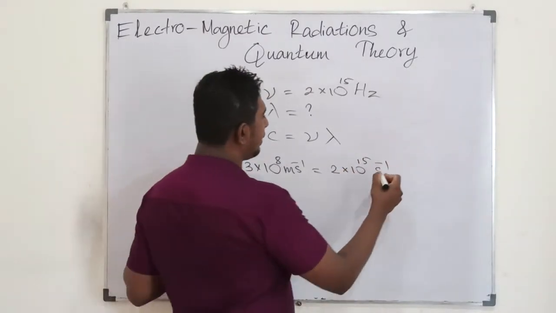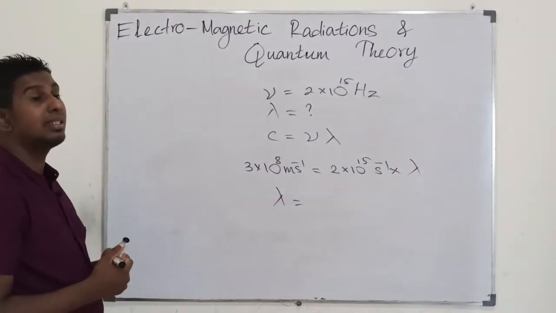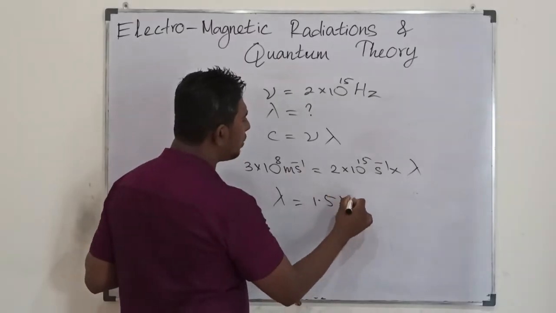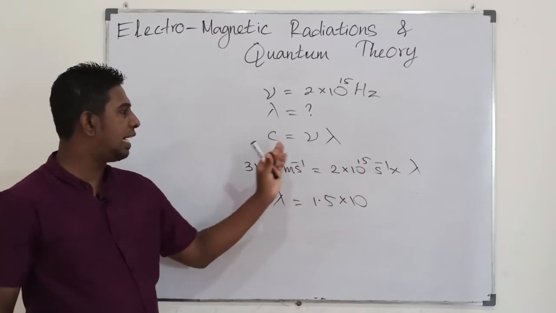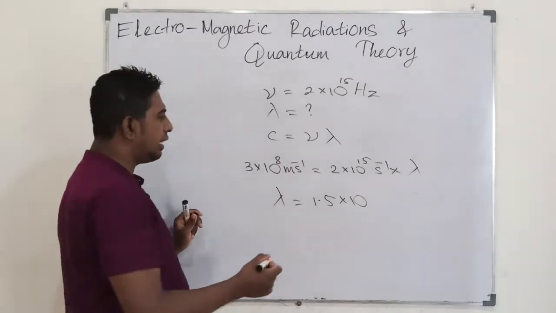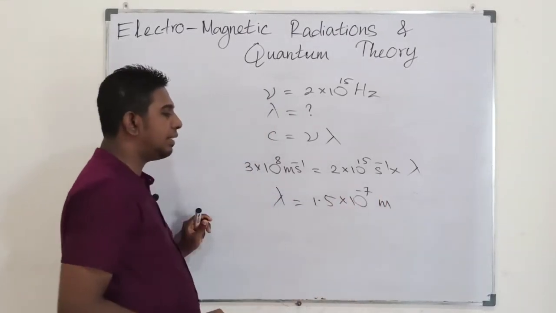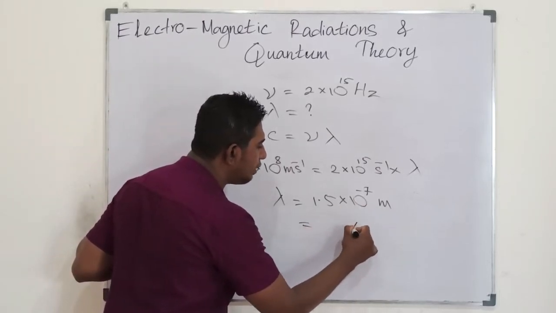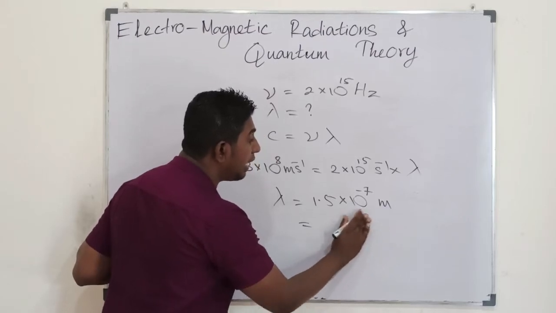Then students, you have lambda to be found out. Lambda is the wavelength. It is 1.5 into 10 to the power 1. This plus 15 comes here and becomes minus 50. So students, it becomes 10 to the power minus 7 in meters. Further, in nanometers, if you represent the same, it is 10 to the power minus 7, you could say plus 2.